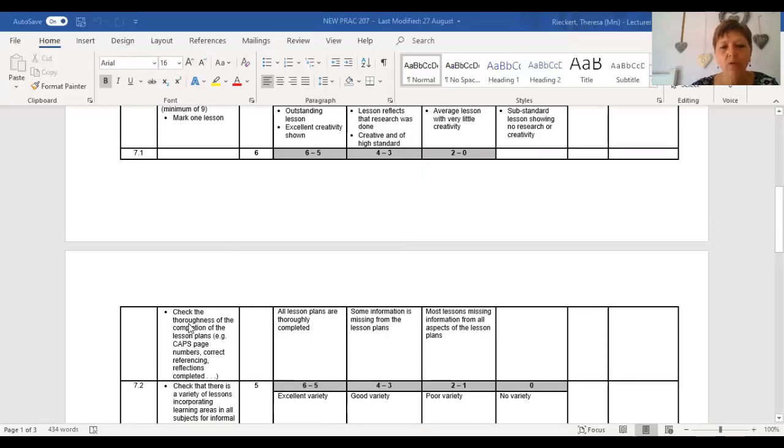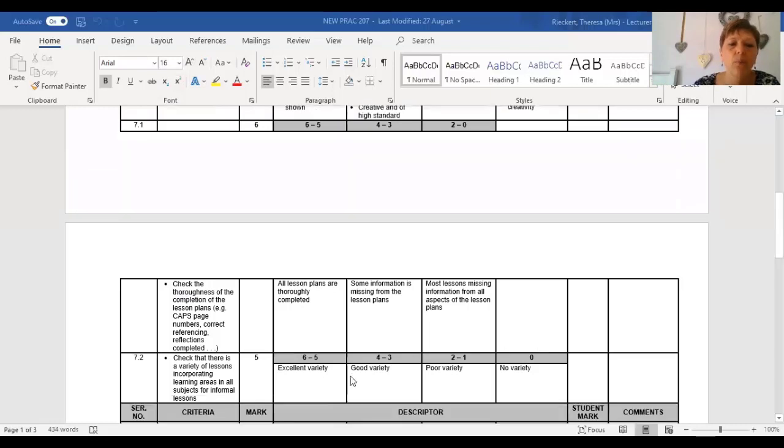You will have to check for thoroughness of completion. Was the CAPS page attached to the lesson, like we saw in the example that I did in the other video? Did they attach their resources? Were their phases completed, or did they leave half of it blank? Did they do their referencing, things like that? So you will look at the thoroughness of completion of those 9 lessons.